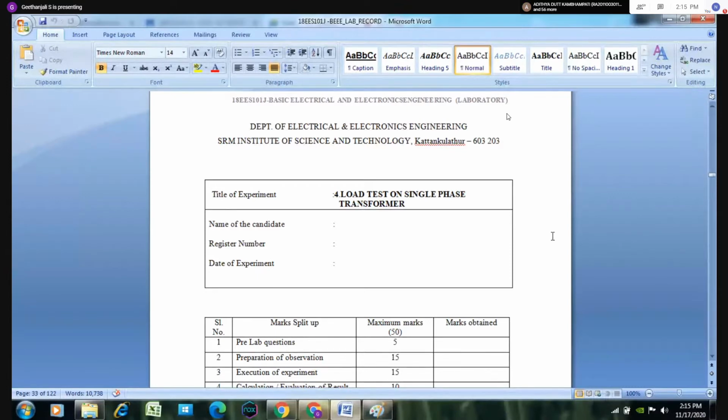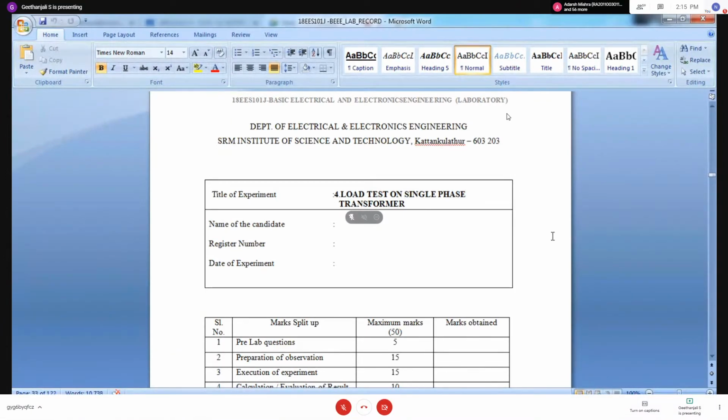So the transformer working principle is mutual induction. The transformer works by using the AC supply only. It does not operate on DC supply, since the working principle of the transformer is mutual induction. With respect to time, the current should be varying, so it is possible only in mutual induction. So the transformer works only on the AC supply. The theory topic is also there in unit 3, so by the time we will discuss in detail.